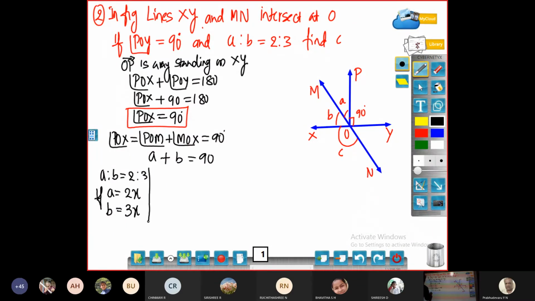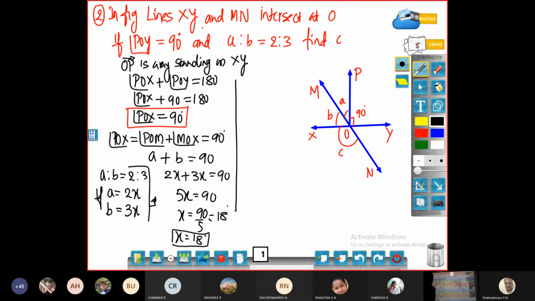So use this data in the above equation. A plus B. That means you will get 2x plus 3x is equal to 90 degrees. So therefore 5x is equal to 90 degrees. X is equal to 90 divided by 5. So look at 5 ones are 5, 5 eights are 40. X is equal to 18 degrees. So once you get x is equal to 18, you can find out the values of A and B.